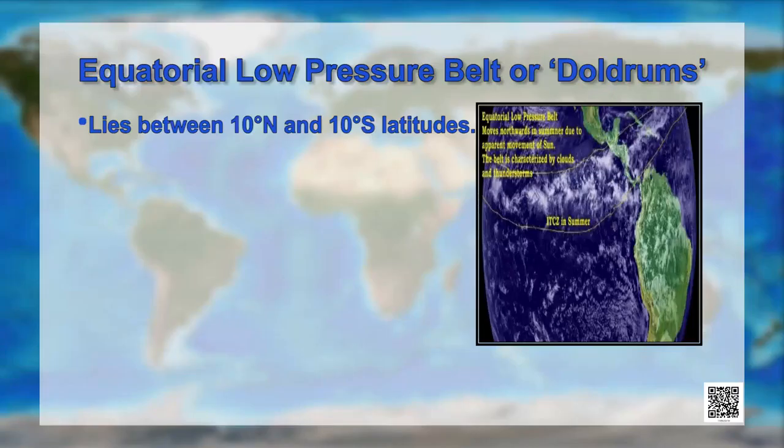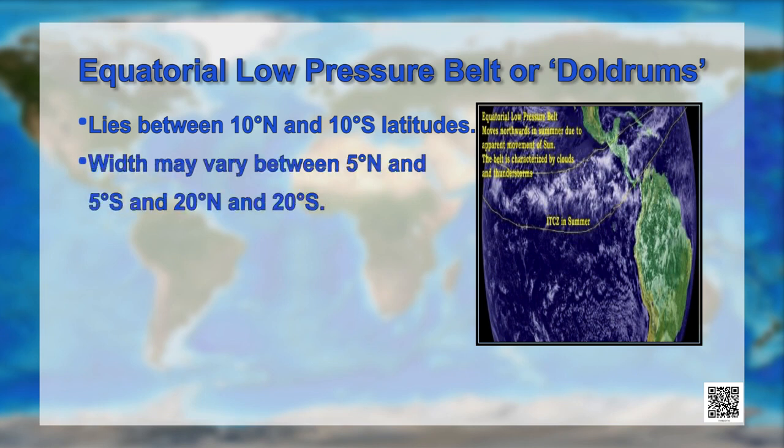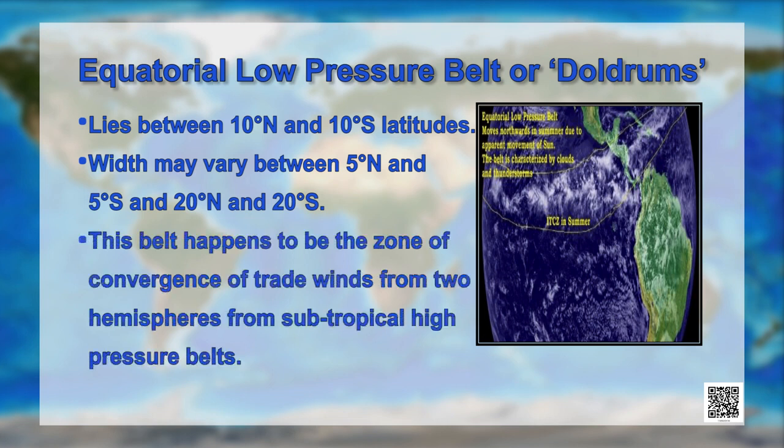The first one is the equatorial low pressure belt or doldrums. It lies between 10 degrees north and 10 degrees south latitudes. Width may vary between 5 degrees north and 5 degrees south and 20 degrees north and 20 degrees south latitudes. This belt happens to be the zone of convergence of trade winds from 2 hemispheres from subtropical high pressure belts.